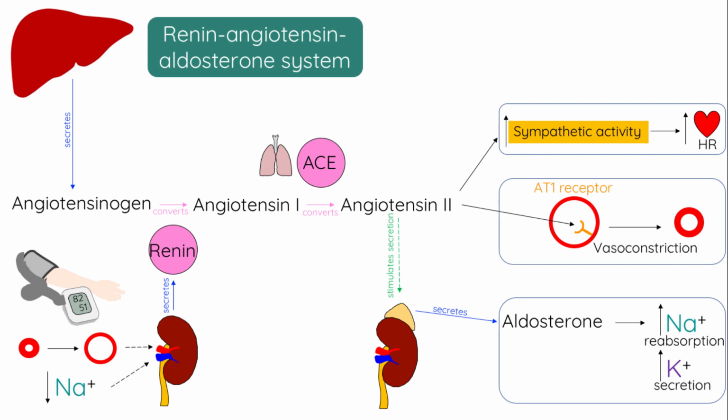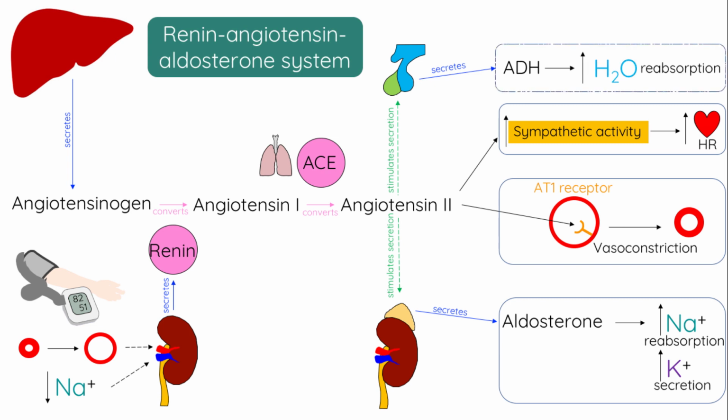And finally, angiotensin-2 also acts to increase the secretion of antidiuretic hormone from the posterior pituitary gland, resulting in increased water reabsorption in the collecting ducts, which makes up the end part of the nephron. Antidiuretic hormone is also a vasoconstrictor, so its release also helps to maintain blood pressure in this way.